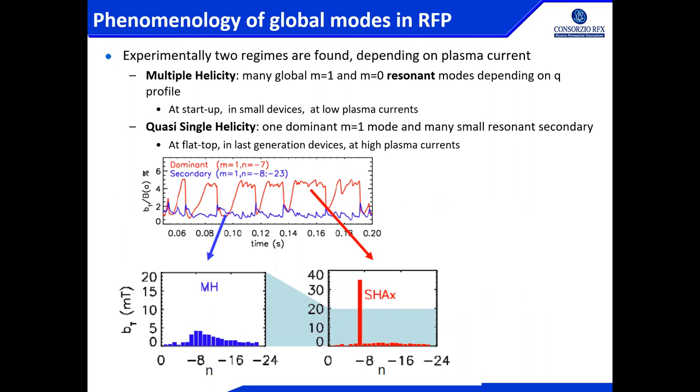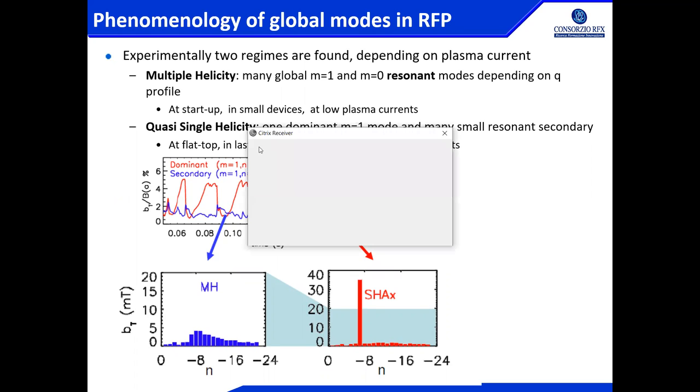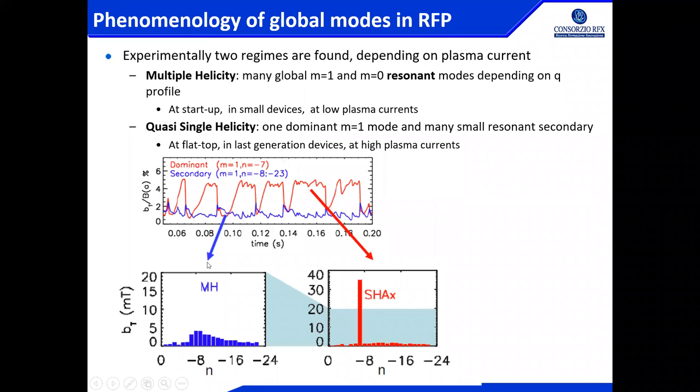So global modes in RFP tend to manifest themselves in two different ways of spectrum. In multiple helicity, we have many global M equal one and M equal zero modes. This is a time trace of an RFX discharge, for example. In blue, there are the high-n modes, and in red, there is a dominant mode. Basically, in some regimes, all the modes are similar, so they form a slowly decaying spectrum, as here. In some cases, they tend to grow and remain high, which gives you one mode dominating over the others, and these are called quasi-single helicity.